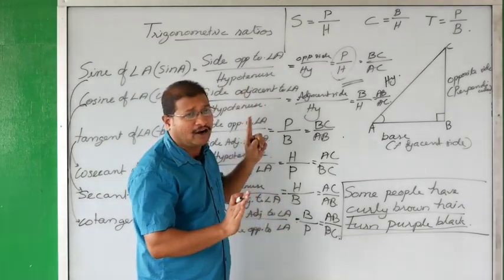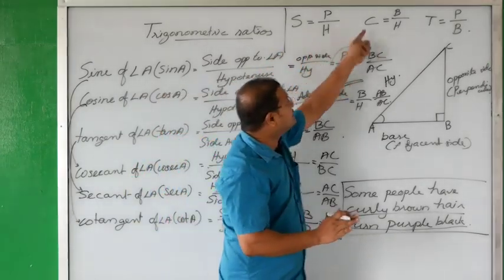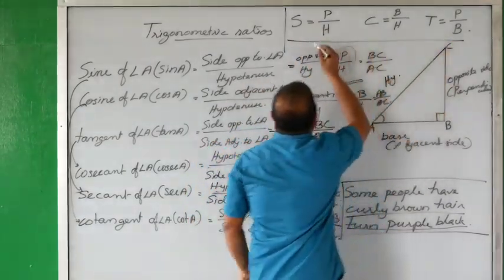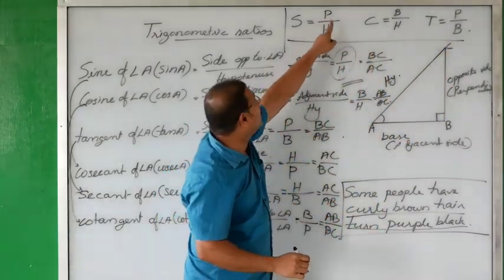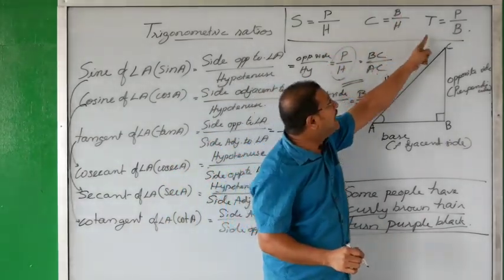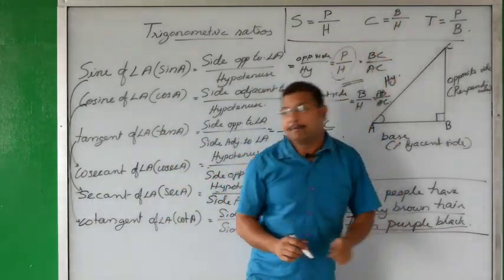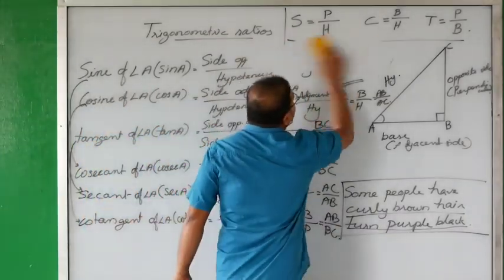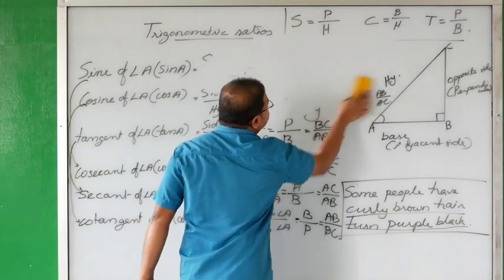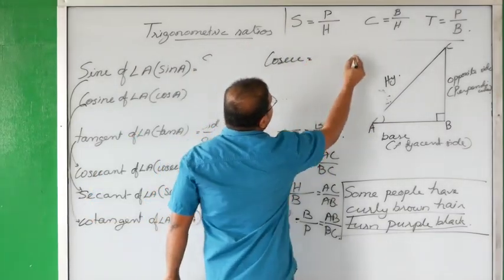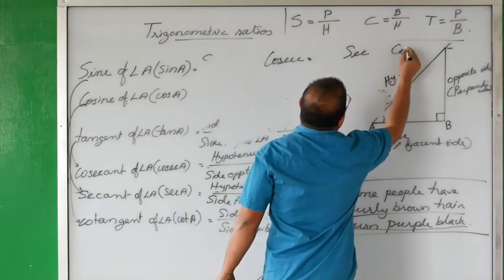If you want to find out the value of cosec, sec and cot, only this much. What do we have now? Sine equals perpendicular by hypotenuse, cos equals base by hypotenuse, tan equals perpendicular by base. Ready? So let's see now: cosec, sec and cot.